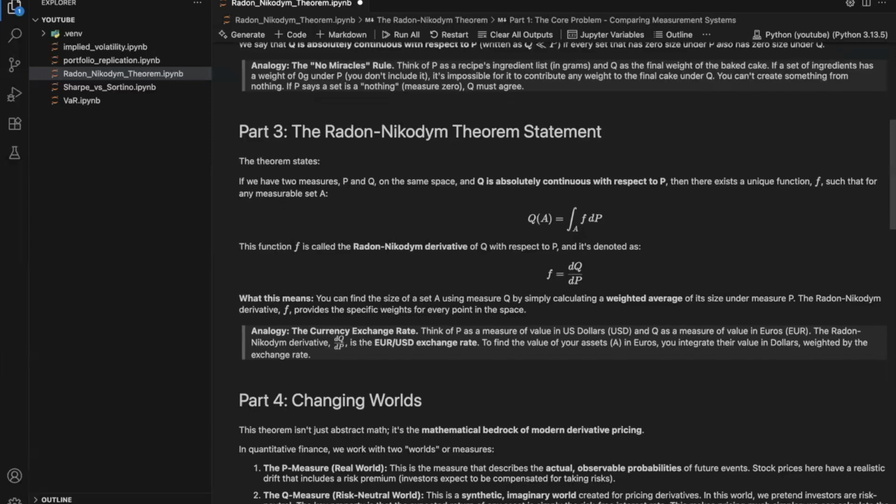Think of the currency exchange rate analogy. Let P be the US dollars and Q be euros. The Radon-Nikodym derivative, dQ/dP, is just the EUR-USD exchange rate. It tells us how to reweight your dollars to find the value in euros.